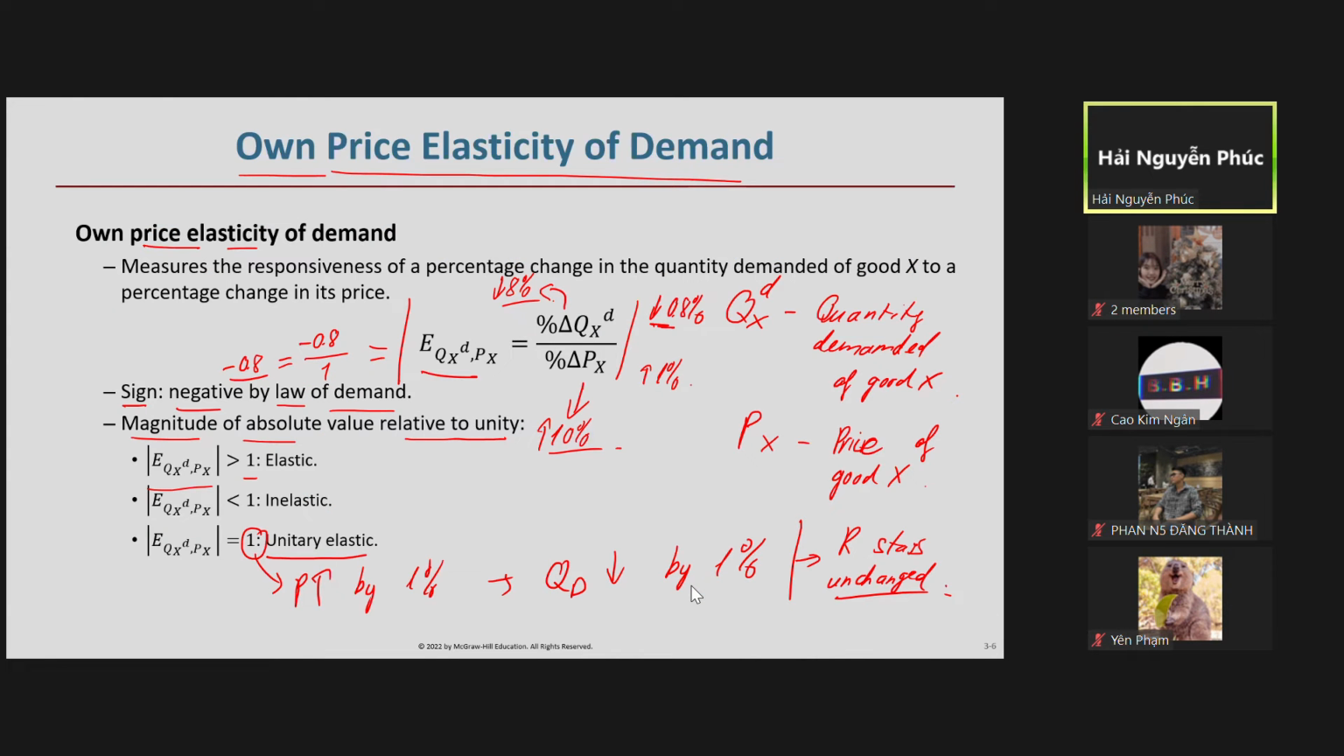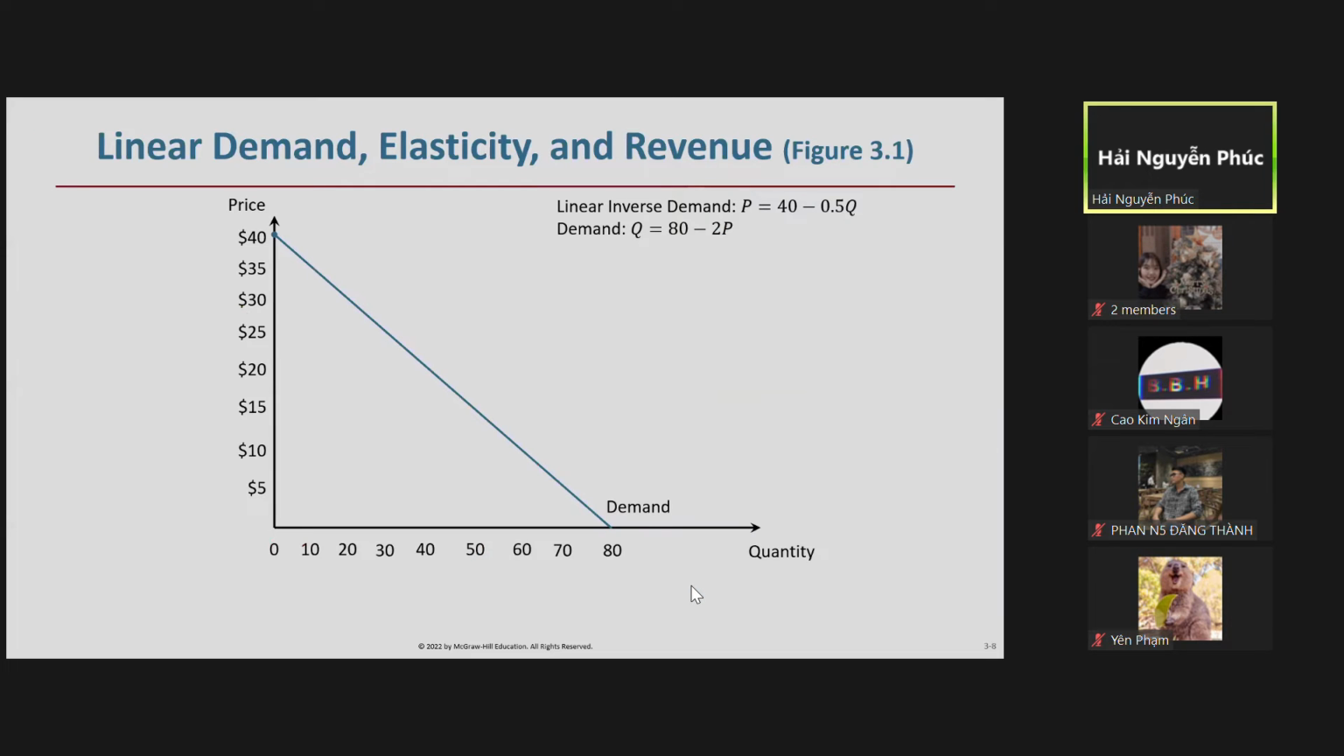Now let's move to this one. Here is the graph. And on this graph, we have the following demand curve, this one, and based on this demand function, we can have this one is the inverse demand function. Yeah, P equal 40 minus 0.5 Q. Right.